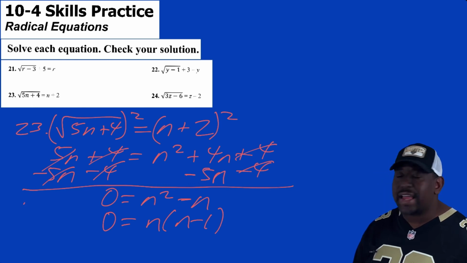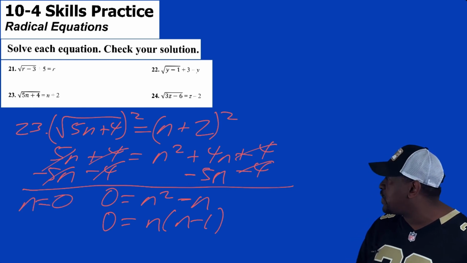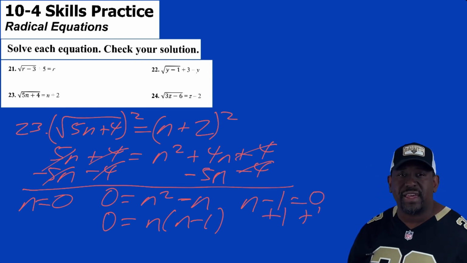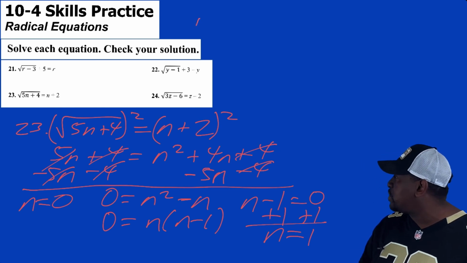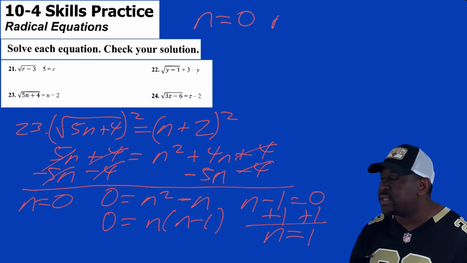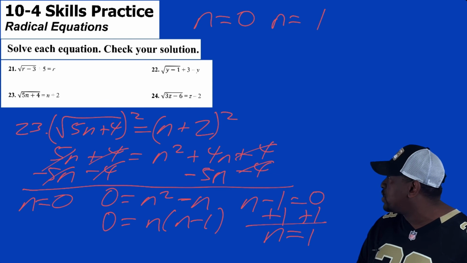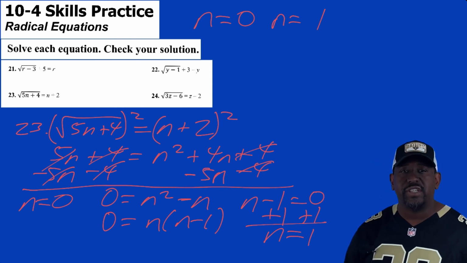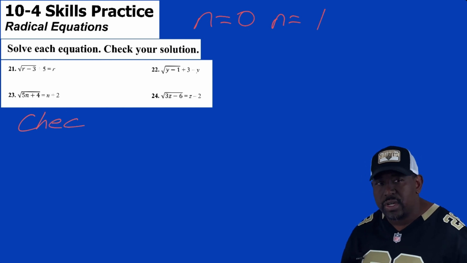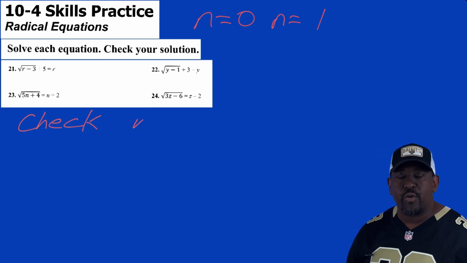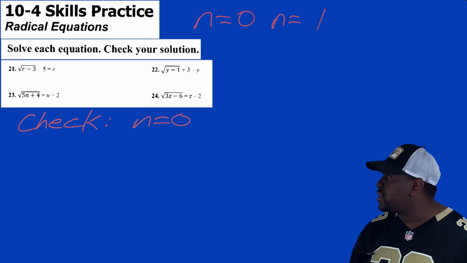So now you can factor using the greatest common factor. You factor n out, you have two factors, n times n minus 1. You set each of them equal to 0. One of the values will be 0. When you set n minus 1 equals 0 and solve for n, the other value will equal 1. So you have two solutions, 0 and 1. Now you have to do like we've been doing. We have to plug them into the original equation and check to see if they're valid solutions.